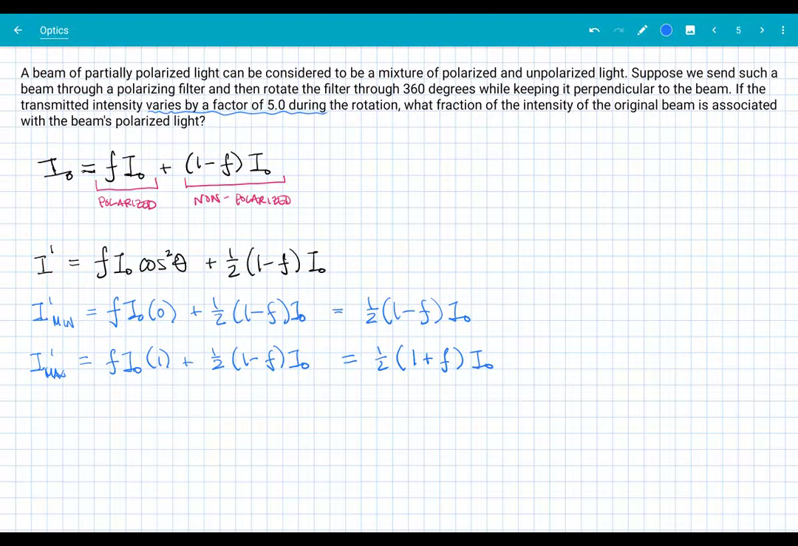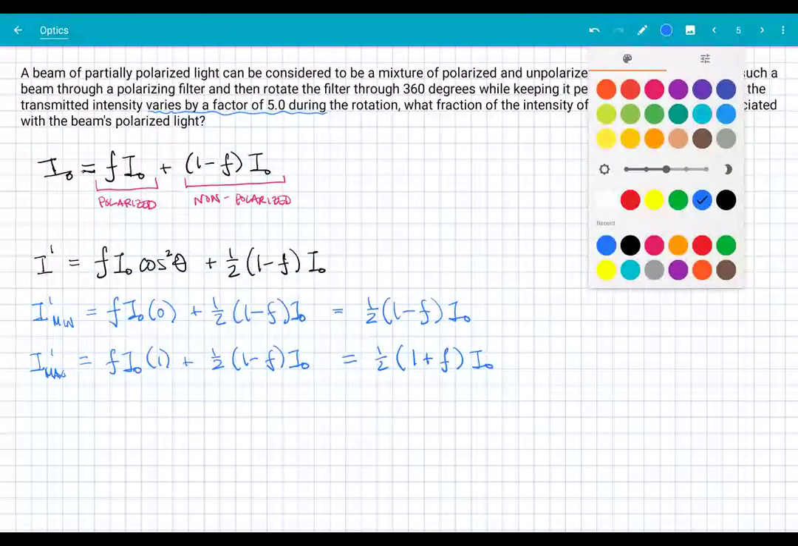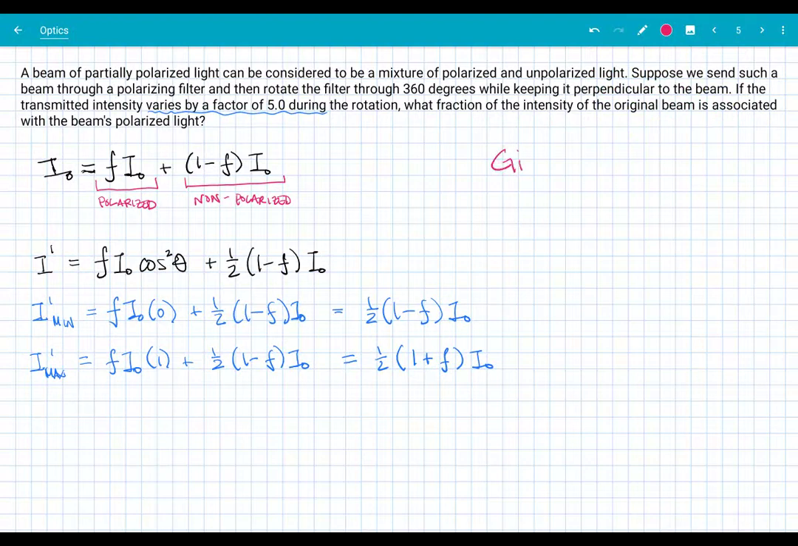Okay, so I can simplify this a little bit to be 1 half times 1 plus f, times I naught. All right, so one of the relationships that we're given in this particular problem is that the maximum divided by the minimum intensity is equal to 5. That intensity varies by a factor of 5. So what that tells me is that the maximum intensity is 5 times greater than the minimum intensity. That's what we're expressing here. So we can then put that into equation form too. I max over I min.